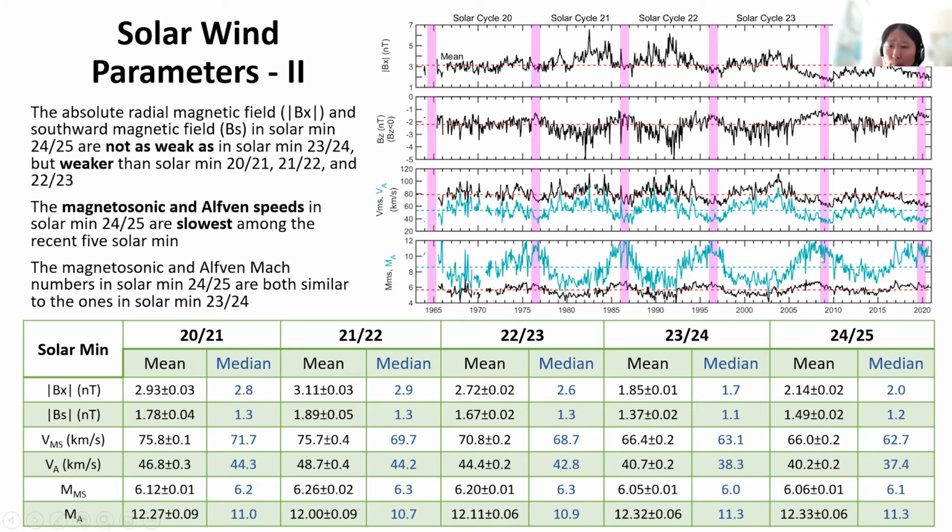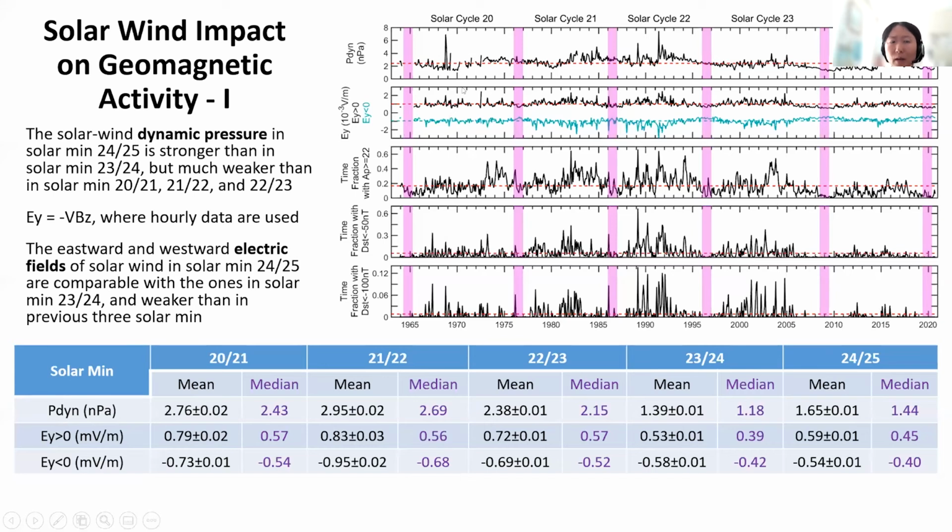minimum 23-24. This one is the solar wind impact on the geomagnetic activity. The 2 critical parameters are dynamic pressure and the east-westward electric field. The black one is for the eastward and the blue one for the westward. And they fall between the levels of the former 3 and the minimum 23-24 again.